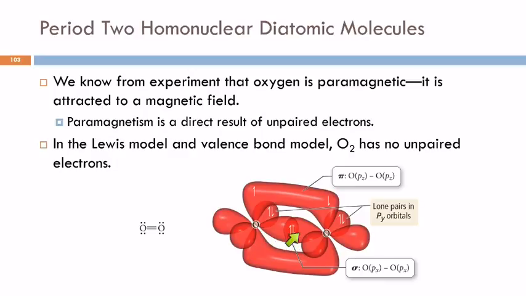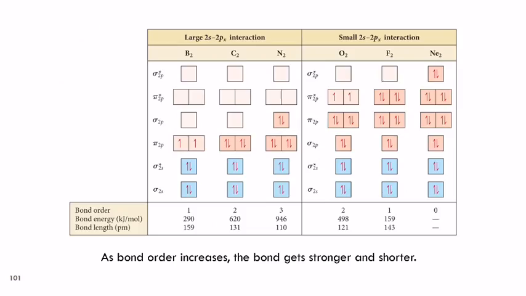We have this sigma end-to-end overlap of the p orbitals in each oxygen, and we have the side-to-side overlap of p orbitals in each oxygen, and then we have lone pairs. Are there any unpaired electrons? No. And yet we just saw the oxygen stick in the magnetic field. Here's the molecular orbital diagram for oxygen. What does it have? 2 unpaired electrons. Molecular orbital theory explains something that the other 2 theories do not explain.